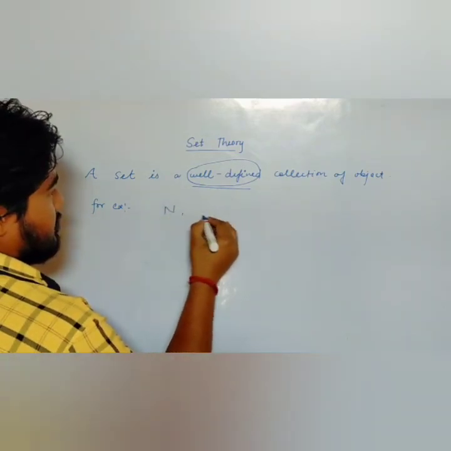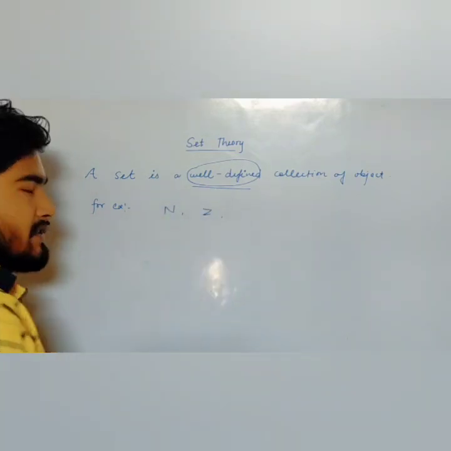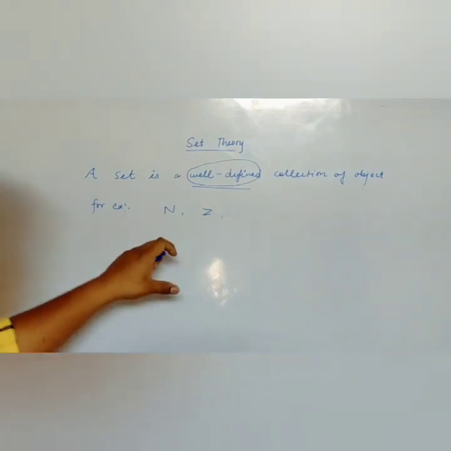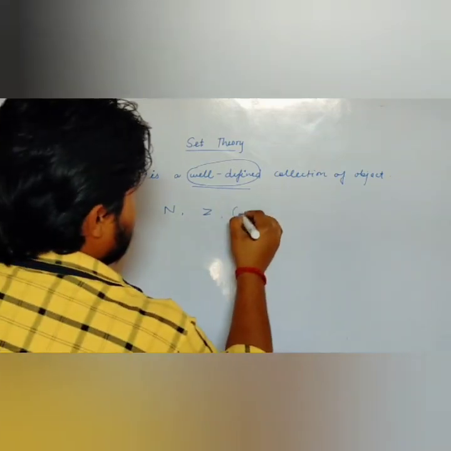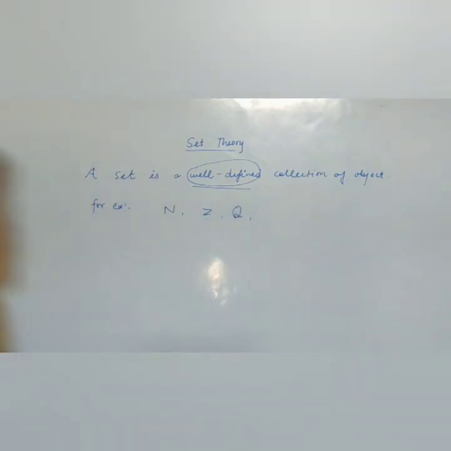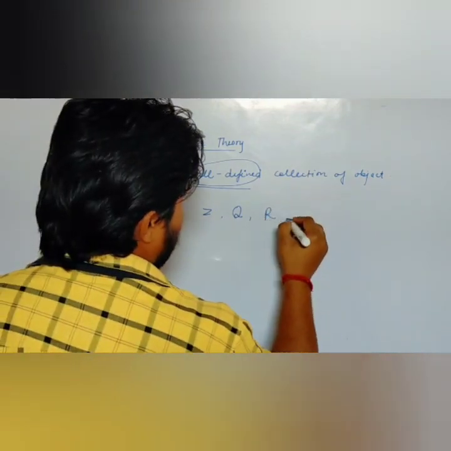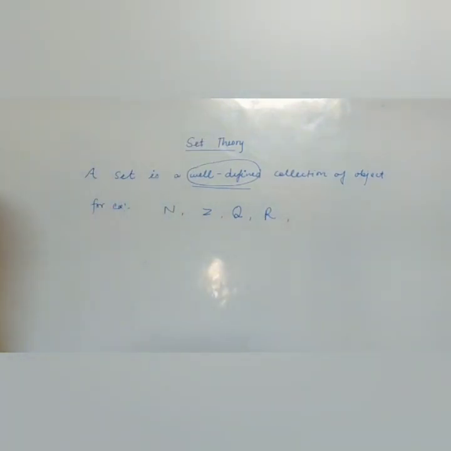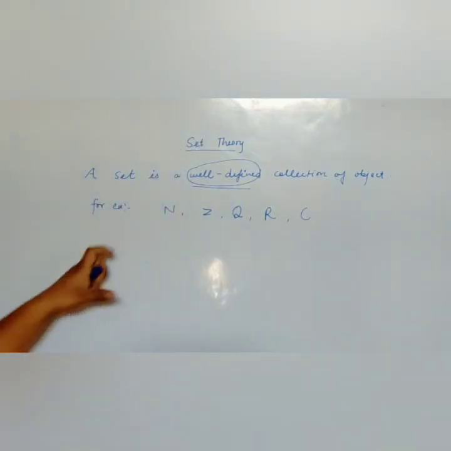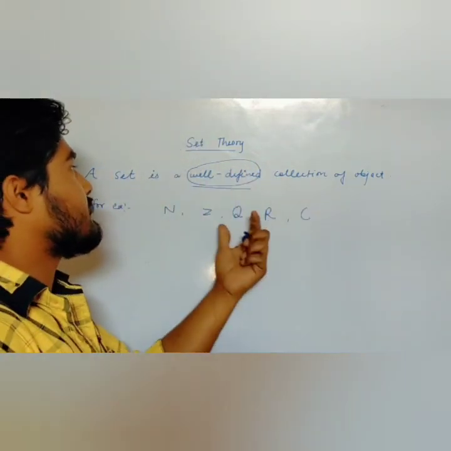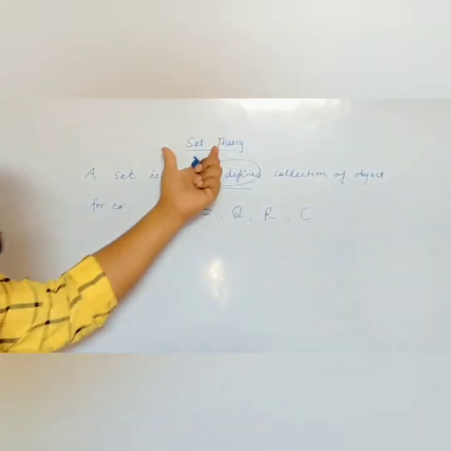N means natural numbers. Z means integers. Q means all the rational numbers, and R is the real numbers, and C is the complex numbers. So many number systems are well defined in set theory.